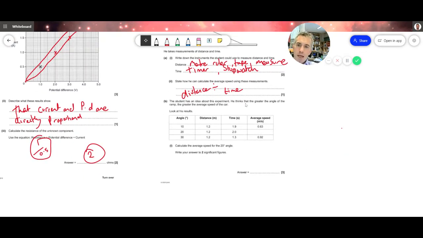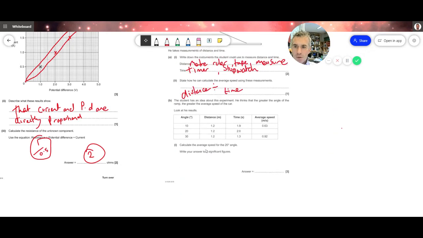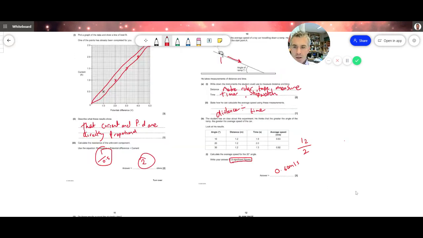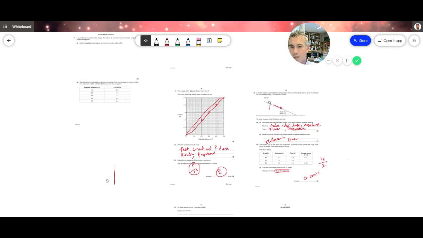The student has an idea about the experiment. He thinks the greater the angle of the ramp, the greater the average speed. Look at his results. They've done the same distance, 1.2 each time. The time has changed. Calculate the average for 20 degrees. So distance over time is 1.2 divided by 2 is 0.6, and then meters per second. Oh no, it wants 0.60 because it says 2 sig fig. 0.60 meters per second. I keep forgetting to change this.